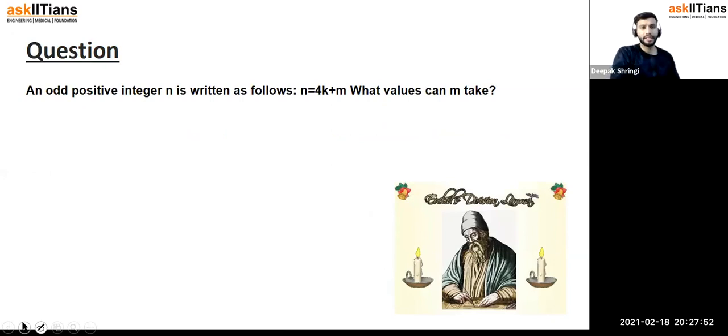अब देखो, ये अच्छा क्वेश्चन है. He is saying that an odd positive number n is written as follows. What is the value of m? Guys, odd positive number है n, and you are writing an odd positive number as 4 times k plus m. If you look at Euclid's division lemma, can't I say that basically n is behaving as a dividend, right? N is behaving as a dividend, and you are saying that dividend equals divisor into quotient plus remainder. 4 is the divisor, k is the quotient, and m is the remainder.